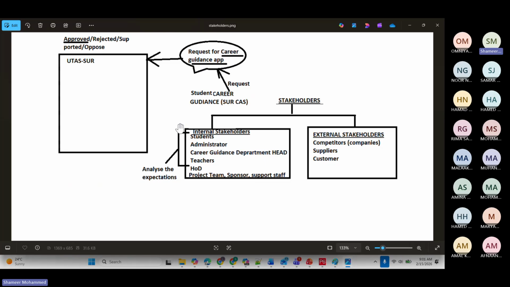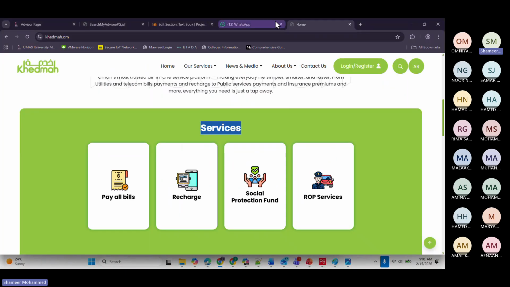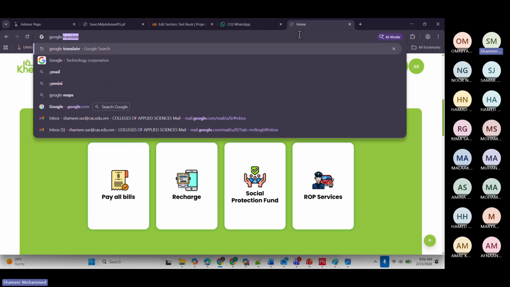Administrator, who will use the application; teacher, who will use the application; head of the department; project team; sponsor; support staff. Supporting means LRC people. They also use SIMS. If your email is not working, you forgot your password, who will reset it? LRC. So LRC staff is also one of the stakeholders of the SIMS application. So supplier, customer, competitor, these are all the stakeholders of your project.